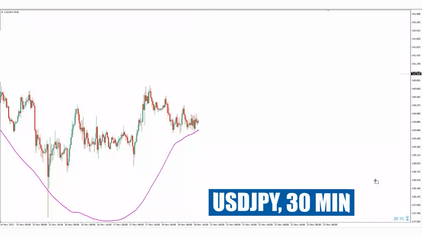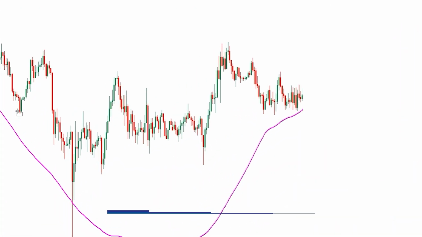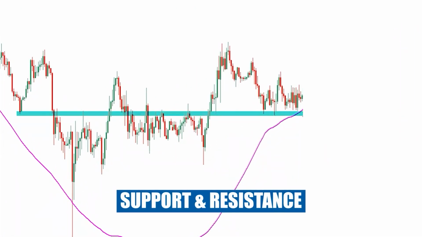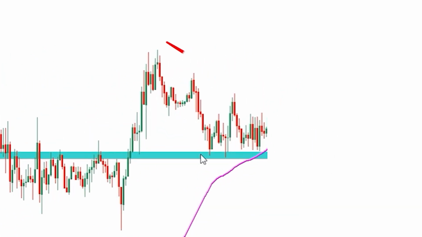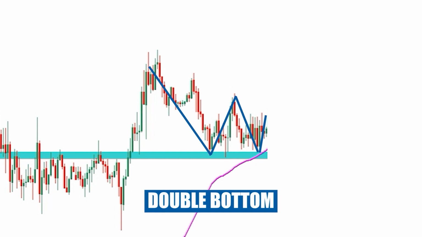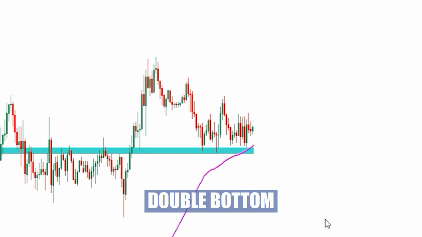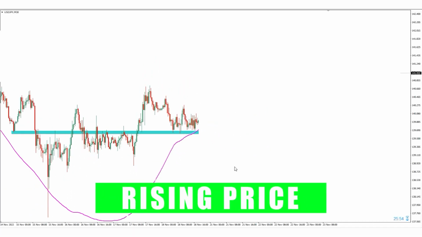So here we are looking at the dollar yen on the 30-minute chart. We have an area of support and resistance right here. This move down, we have the formation of a double bottom with this area of price now acting as support. This could indicate there could be a rise in price of this currency pair.